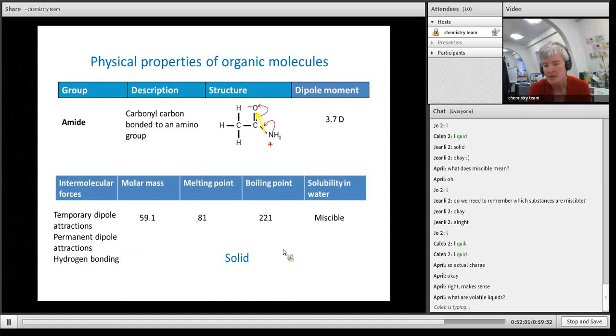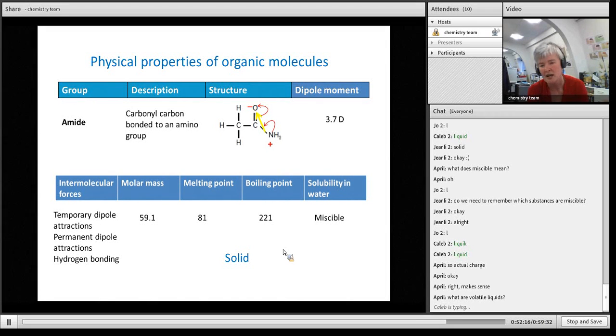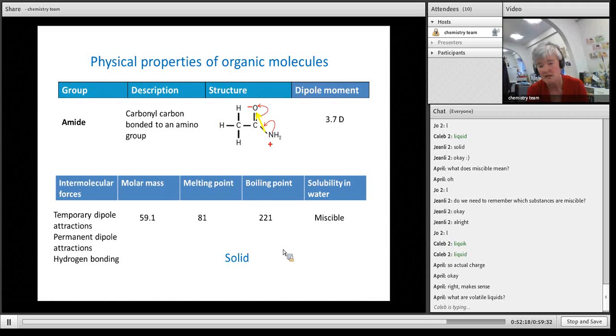Volatile liquids are ones with fairly low boiling point. So if room temperature is around about 25 degrees, we don't really consider ethanol as being particularly volatile. So anything up to sort of 60 degrees, on a hot day, a lot of it is going to evaporate pretty quickly. So volatile just means it's got a low boiling point and evaporates quite quickly.